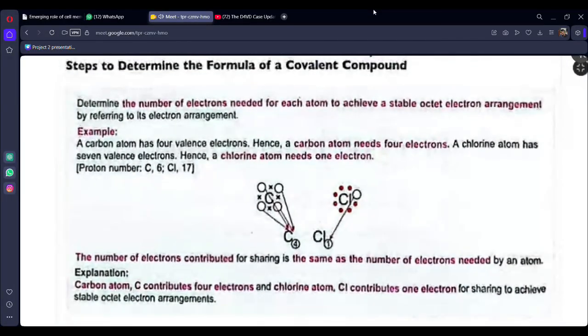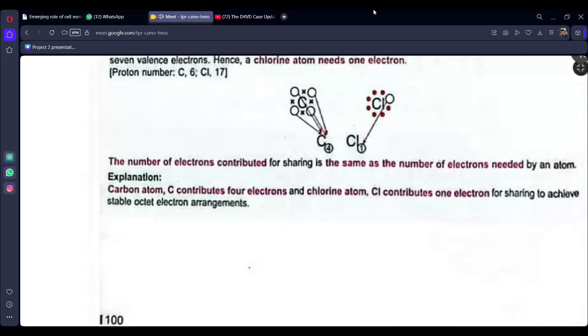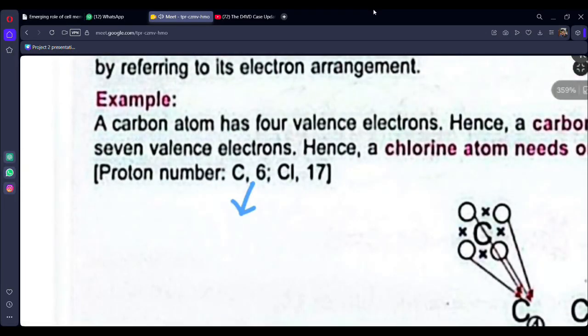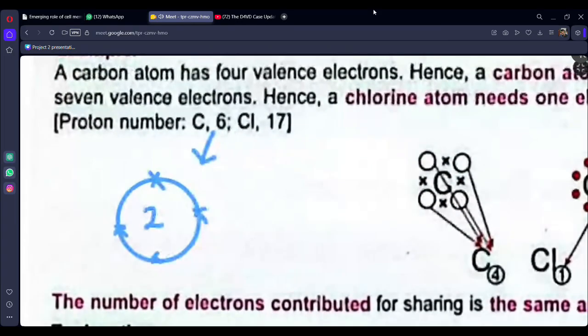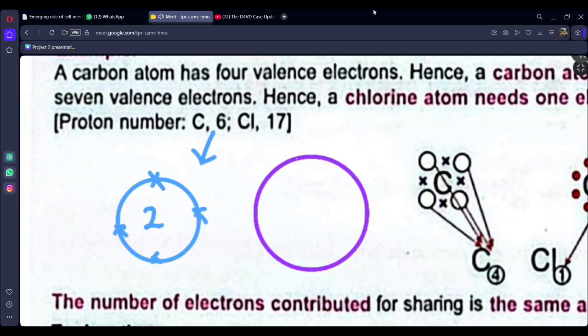Now let's look at the steps to determine the formula of a covalent compound. How to determine? Carbon has proton number 6. Do the same thing I told you just now. If carbon is 6, 2 are inside, 4 are outside. And then chlorine is 17: 2 are inside, 8 also inside, 7 outside. I'm just going to draw the 7.